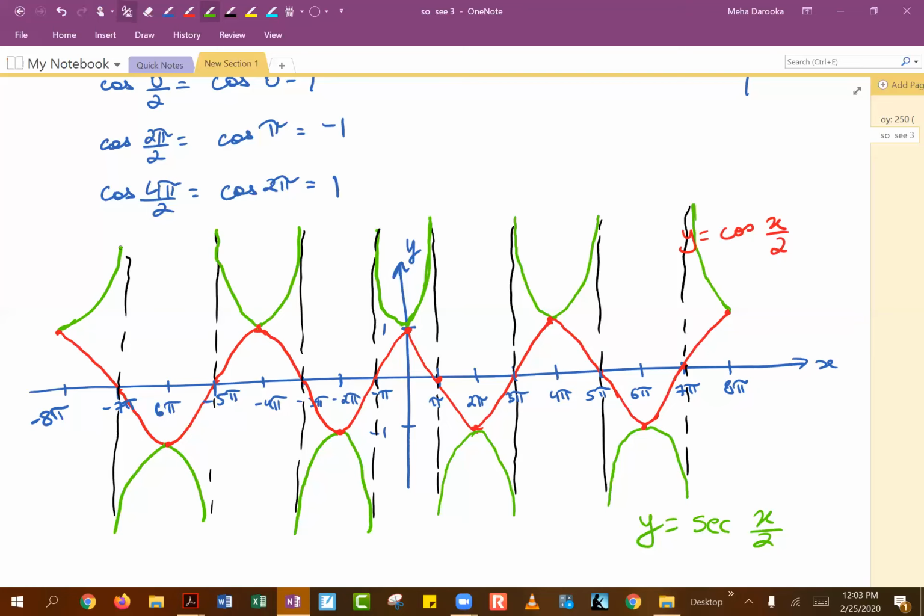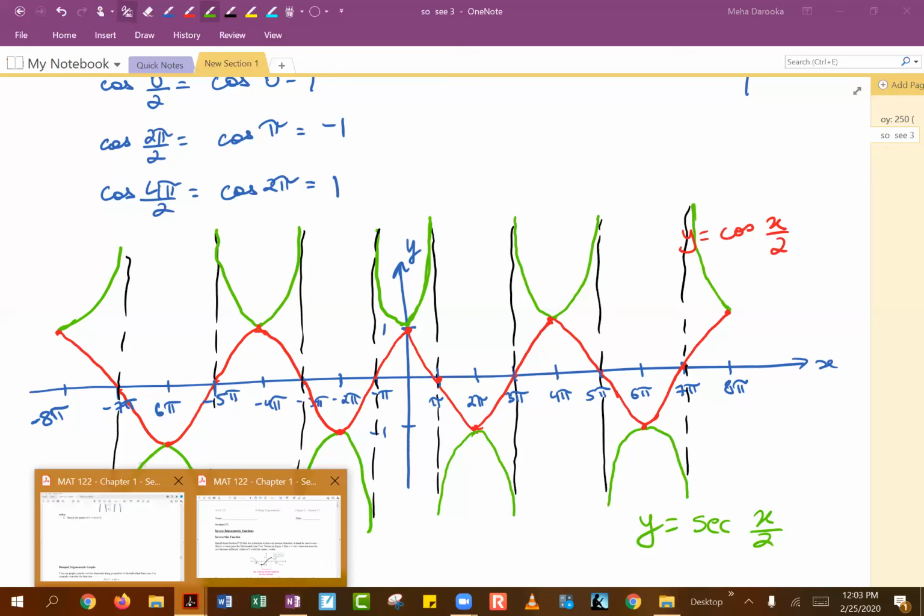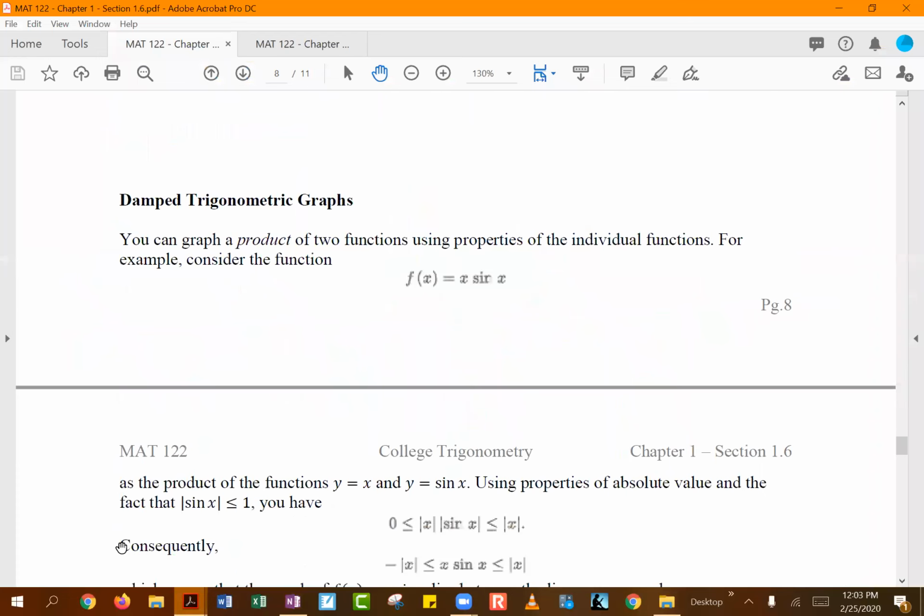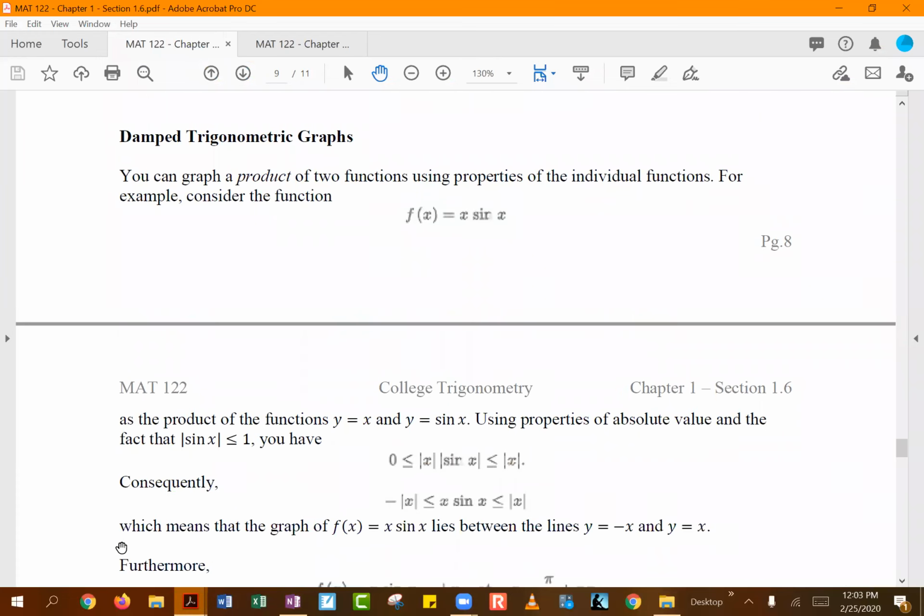You can do half on the negative side, half on the positive side. In this case, just because our values came out to be from 0 to 8 pi, we just stayed on the positive side. But like I said, you're just mimicking that shape on the negative side. All righty, very good. Now this last part on section 1.6, we want to talk about the damped trigonometric graphs.